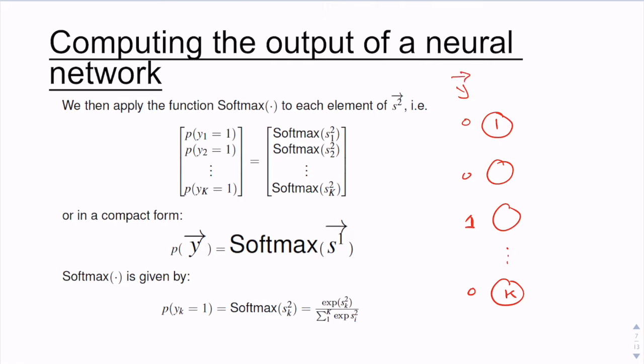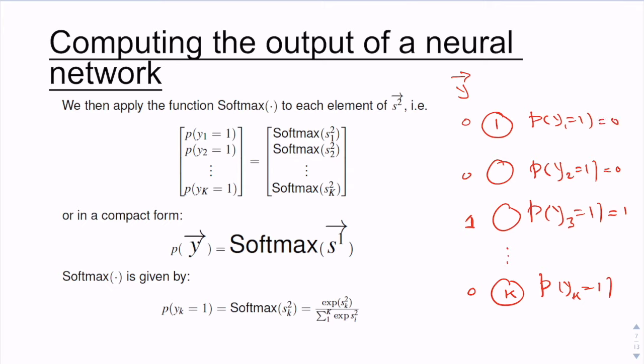But what we compute is the probability that this node, y1, equals 1, the probability that y2 equals 1, the probability that y3 equals 1, and the probability that yk equals 1. What we want is for one probability to be 1 and all others 0. Right? This is an ideal case. But in practice, we get a high probability for this node, and all other nodes have small probabilities.